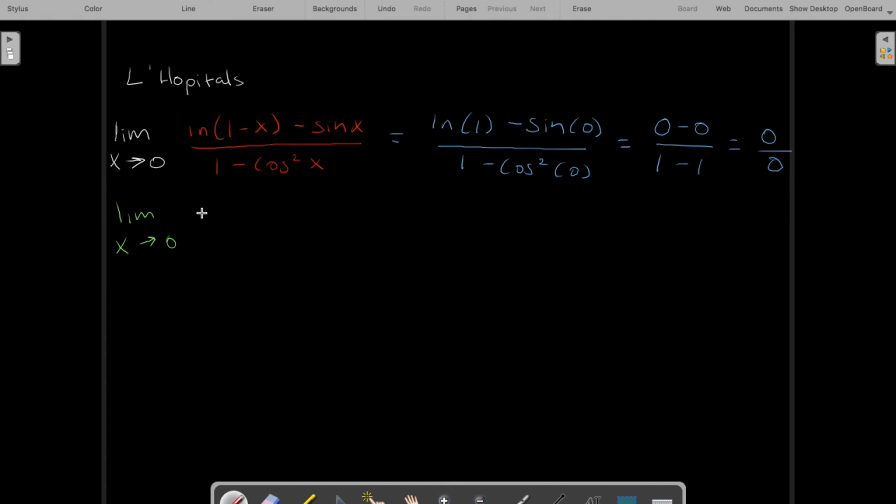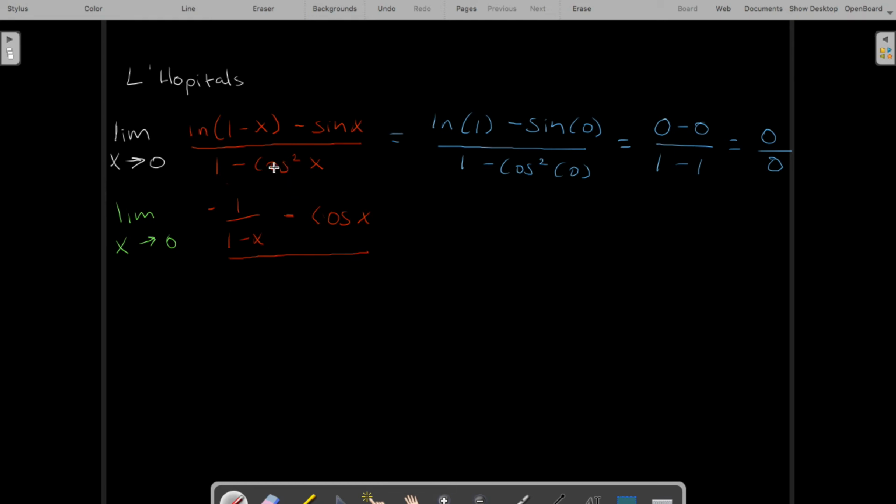Natural log of 1 minus x. The derivative of this ends up being negative 1 over 1 minus x, minus sine x. Derivative of sine x is cosine x, all over the derivative of 1, which is 0. An easy way to think of this is if you drew a graph of y equals 1, you'd end up with a straight horizontal line, and that does not have any slope, so it's 0. So the slope of this is 0, so we don't really need to worry about that.